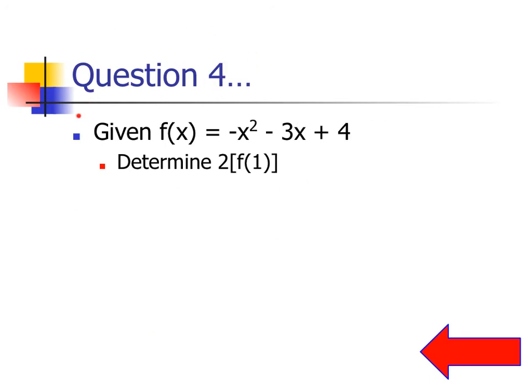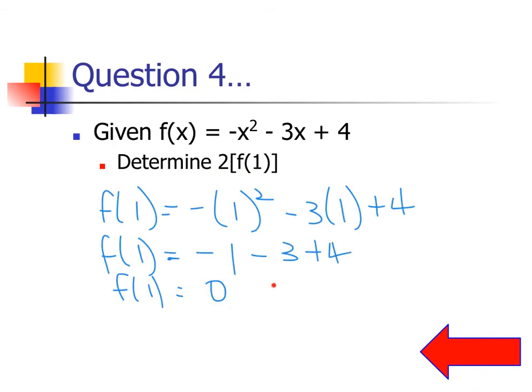In question 4, we have f at x equals negative x squared minus 3x plus 4, and we've been asked to determine 2 times the function at x equals 1. So my plan then is take this 1 and put it in here to find out what f at 1 equals. Once I know what f at 1 is, I just multiply it by this 2. So I substituted 1 into this equation, and it ended up with f at 1 equals 0. Now I just have to multiply by 2, and of course 2 times 0 is 0.